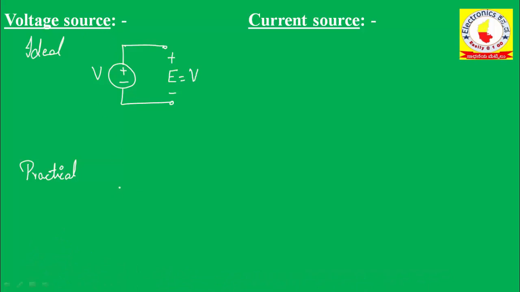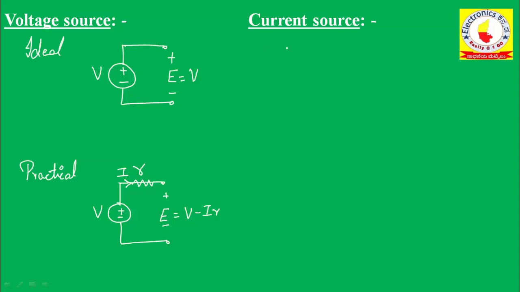In the case of practical voltage source, you will be having a battery voltage that is V and the terminal voltage you will be having E. In series to this, you will be having a resistor. That resistor is an internal resistor. I am going to call it as R. And the current flowing through this path is I. So the terminal voltage is given by E equals V minus the drop IR. So that is the difference between ideal voltage source and practical voltage source.